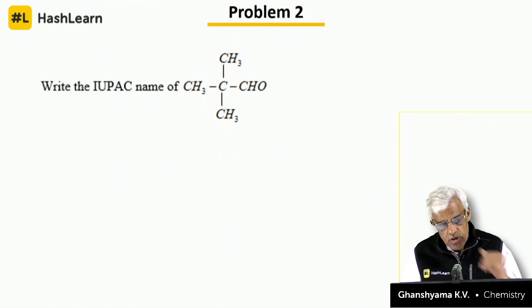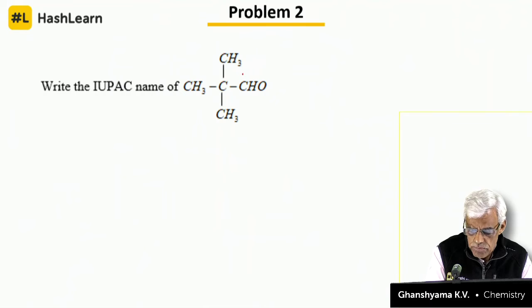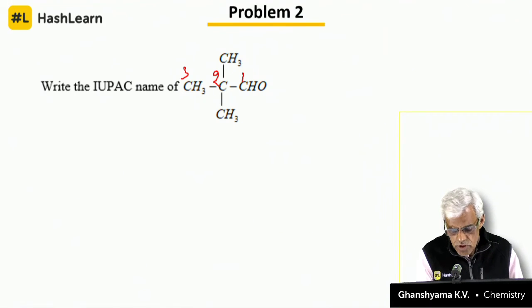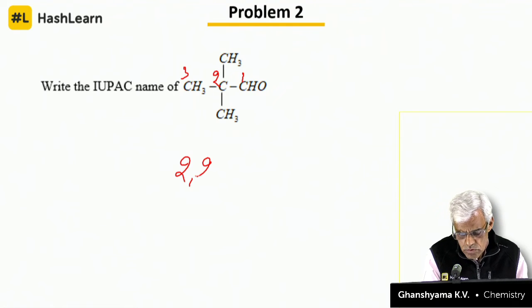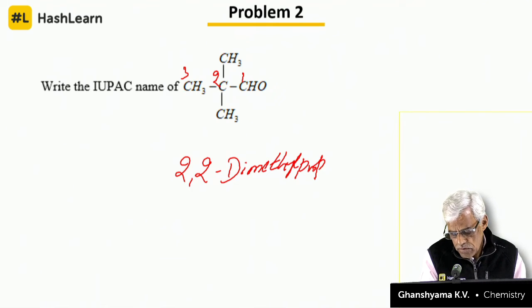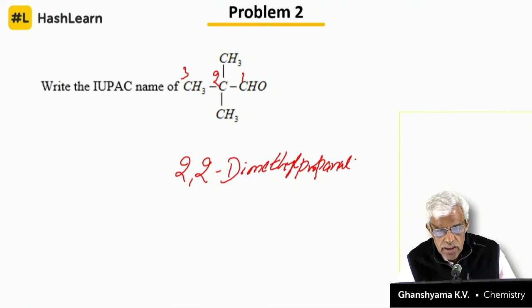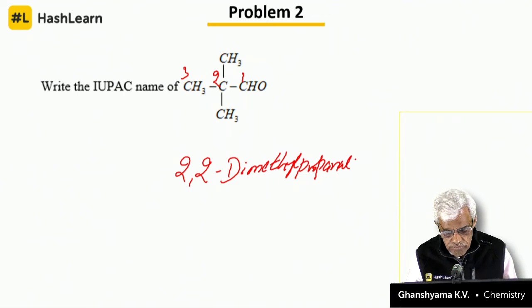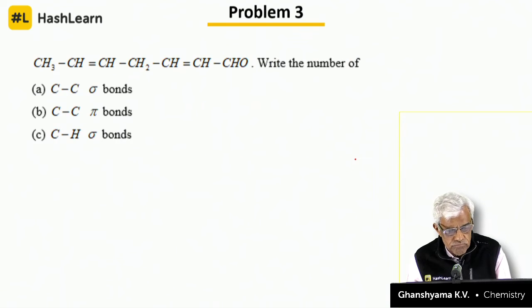CH3. So, what should be the IUPAC name of this compound? 1, 2 and 3. So, it should be 2,2-dimethyl propanol. That is the IUPAC name of this compound.